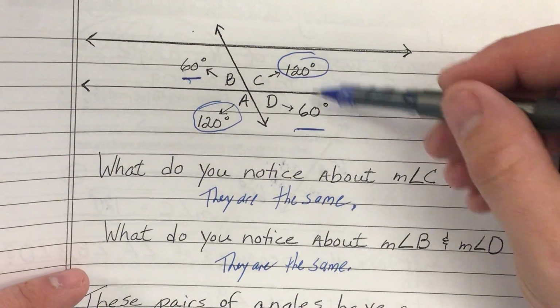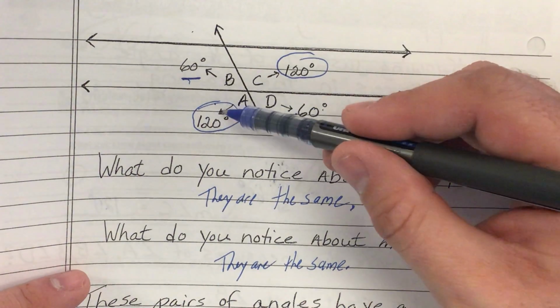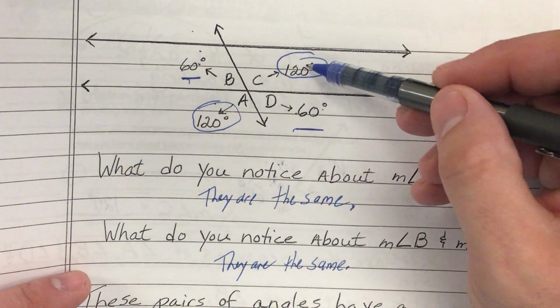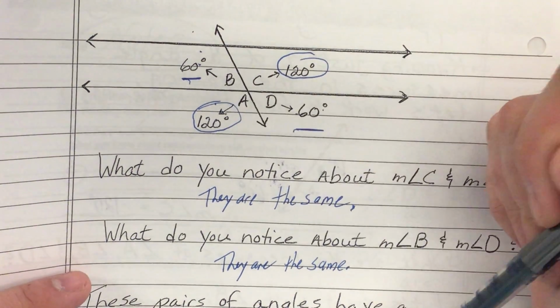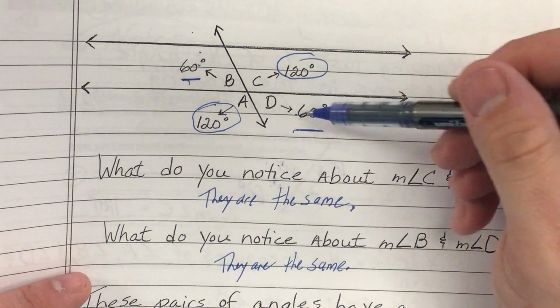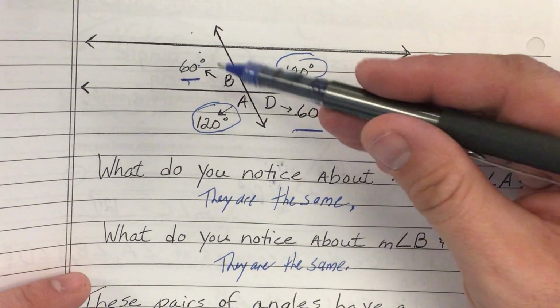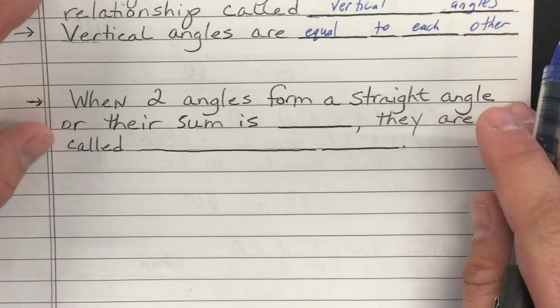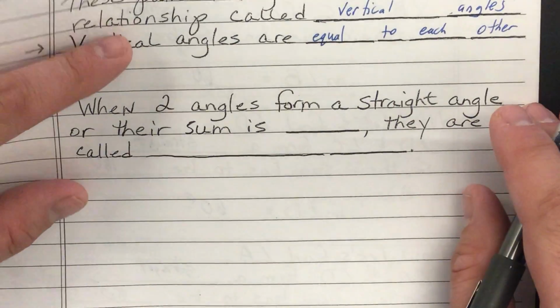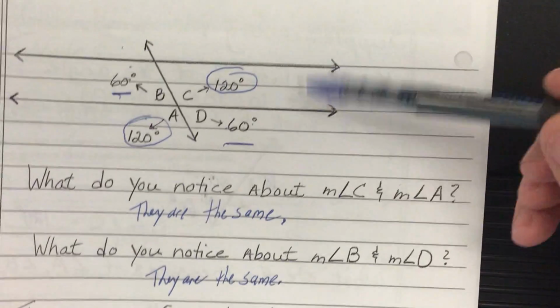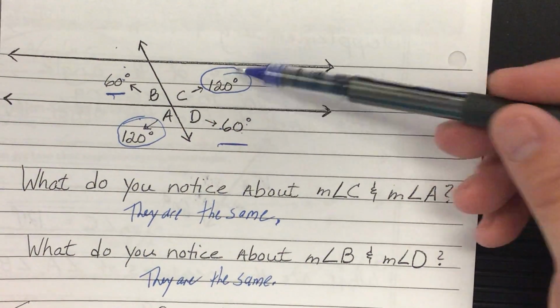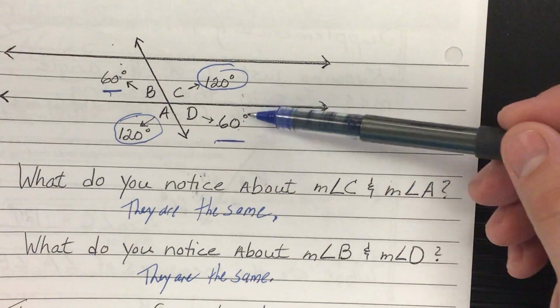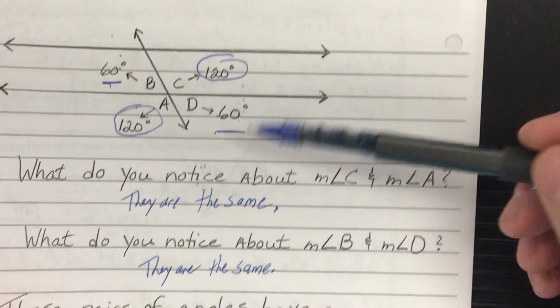Notice you can still use the supplementary like we talked about before. Ones next to each other equal 180 all the way around. 120 and 60, 60 and 120, 120 and 60. Okay, last paragraph. When two angles form a straight angle, their sum is, you answer this 3 times on the back page.